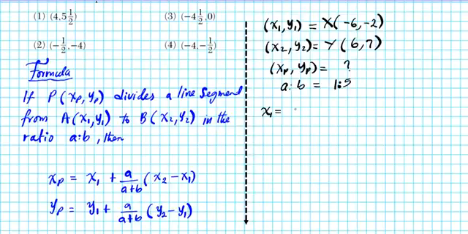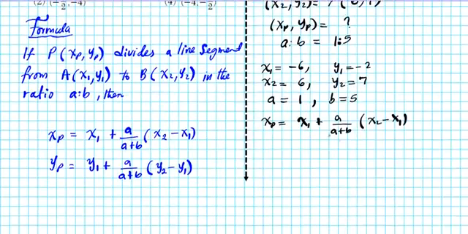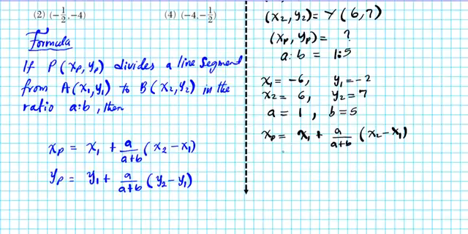So x1 is going to be -6. Y1 is going to be -2, as you can see here. And then x2 from the second point y is going to be 6, and y2 is 7. Using the ratio, we can clearly see that A is 1 and B is 5. Okay, so let's find the x-coordinate of the point. Let's rewrite the formula: x1 plus A over A plus B, the fraction of the entire length. The entire length is your run, x2 minus x1. This piece gives you the distance from the original point, and when we add it to the x coordinate of the first point, point x, it gives us the x coordinate of point P.